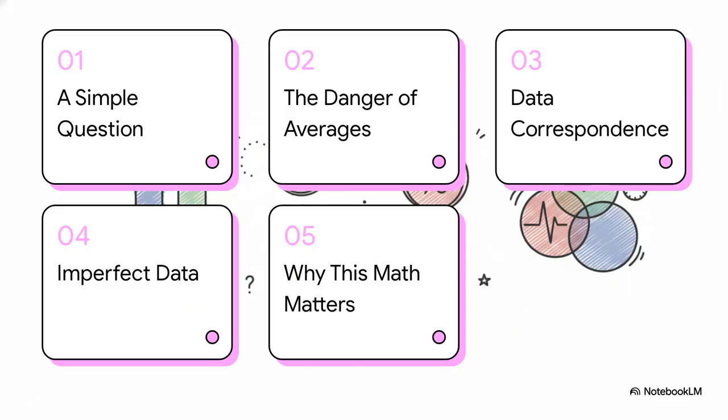So, here's the plan. We're going to start with that deceptively simple question and see why it's so tricky. Then, we'll dive right into the danger of using averages. After that, we'll look at why getting your definitions right is absolutely critical. We'll also see the clever ways statisticians work with data that's, well, less than perfect. And finally, we'll connect it all back to why this math really, truly matters in your life.